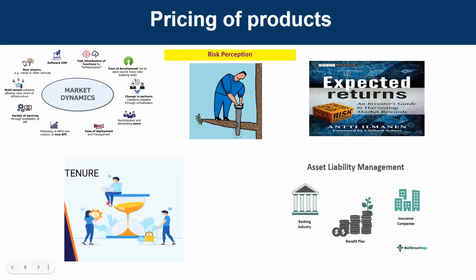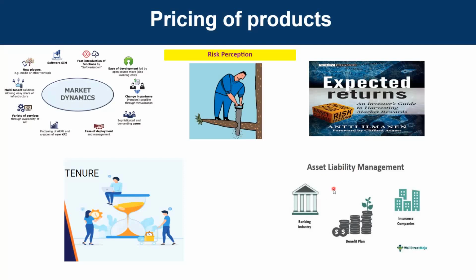Tenure. Tenure is the time or the duration of the product in the market. Suppose a 444-day FD is released in the market, how long will it stay? Then we have the expected returns, which talks about what kind of returns you are expecting and how long it will take.